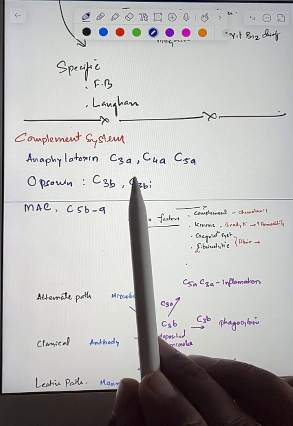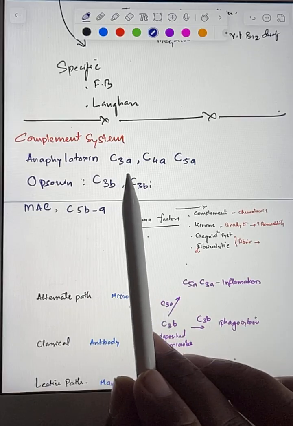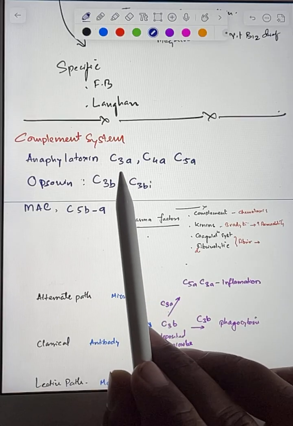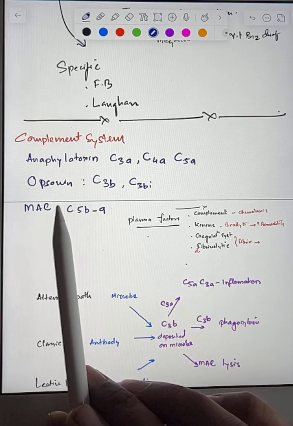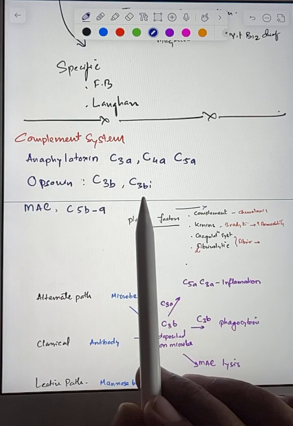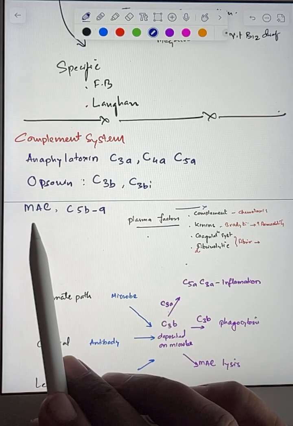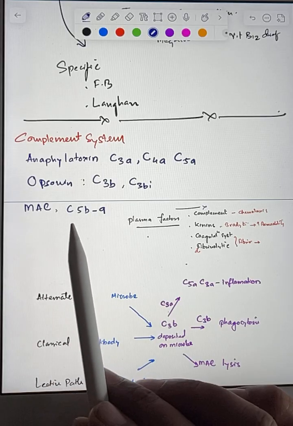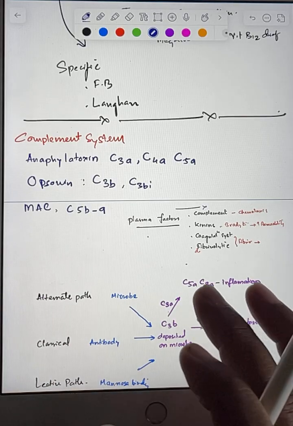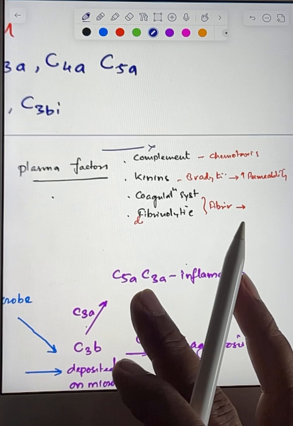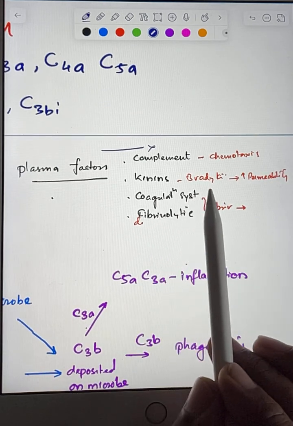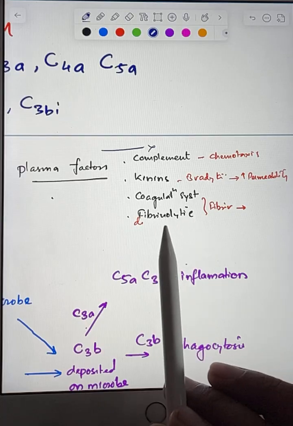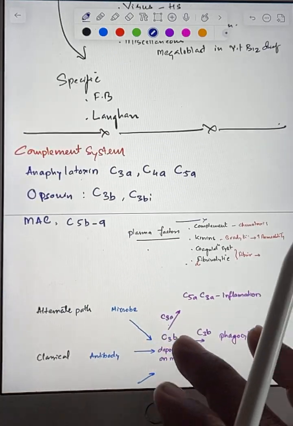Anaphylatoxins are C3A, C4A and C5A. Opsonins are C3b and C3bi. Membrane attack complex is C5b to C9. Plasma factors: complement, chemotaxis, kinins, bradykinin, increased permeability, coagulation, fibrin.